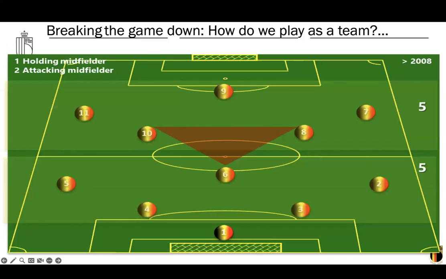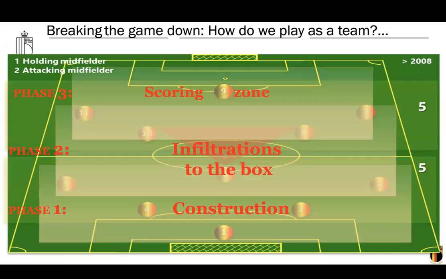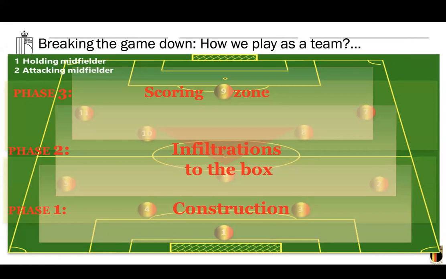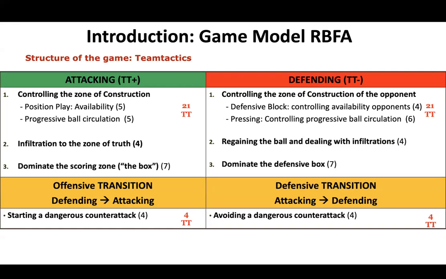So for yourself as a coach, it must be very clear that you have to have clear guidelines for these different phases of the game. For the build-up, construction, for the middle part where you infiltrate to the final third, and for the final third, without forgetting phase four, which is the transition. So this is the starting point. You must make that clear model and write it down, so you know how we are going to attack in these three phases: one, two, three. Build-up, controlling the zone of construction; infiltrate to the final third; and dominate the box, the scoring zone.